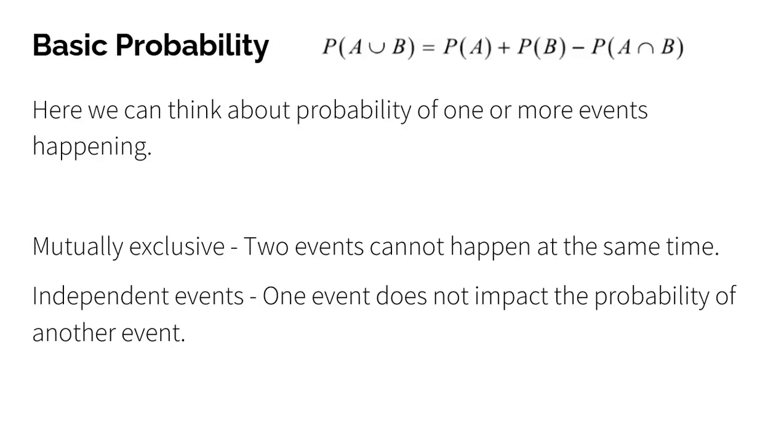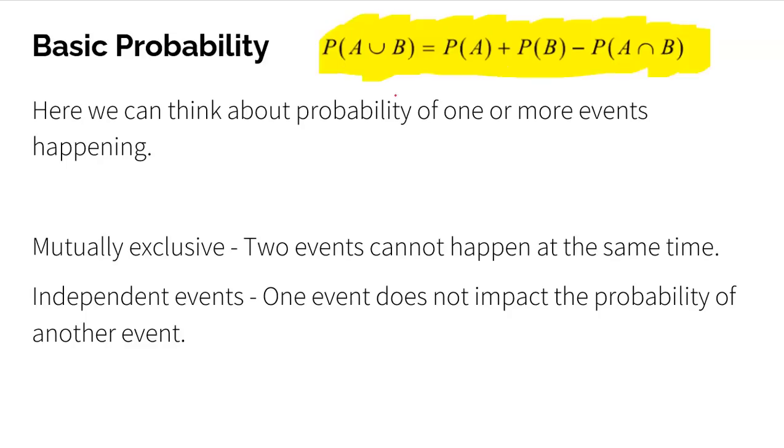So basic probability here, we're thinking about the probability of one or more events happening. Like what's the probability that it rains today? Or what's the probability that there's a tornado tomorrow? When we're thinking about basic probability, a key thing is this formula right here that is on the AP stats formula sheets on the very front page. This is the probability for A or B. It is equal to the probability of A plus the probability of B minus the probability of A and B. Now, this is a very useful formula in any problem that deals with two events.